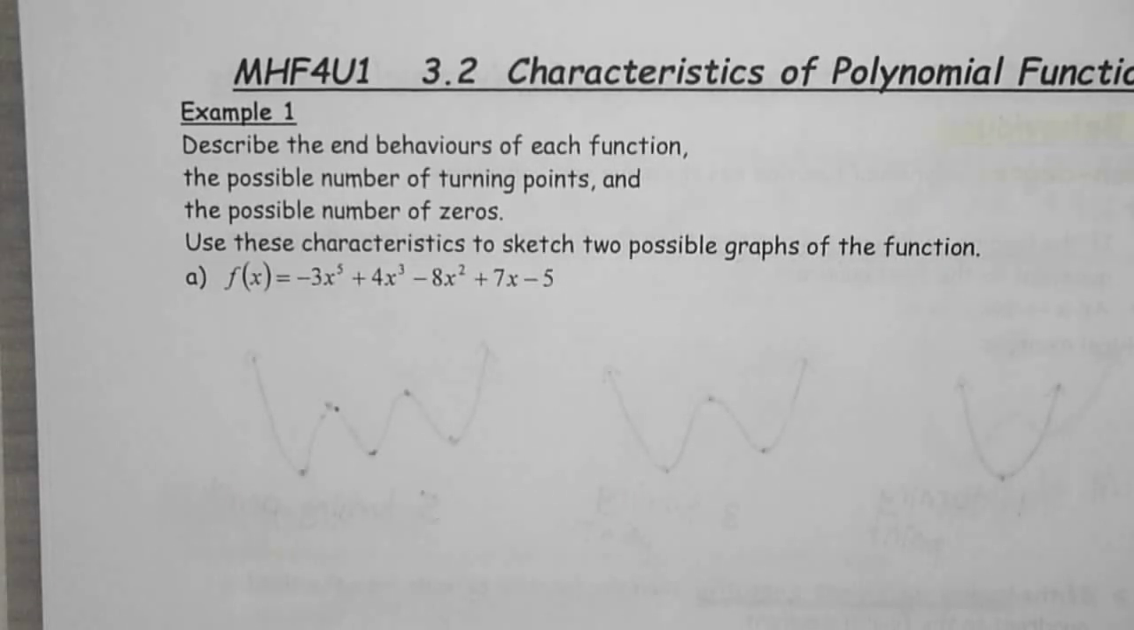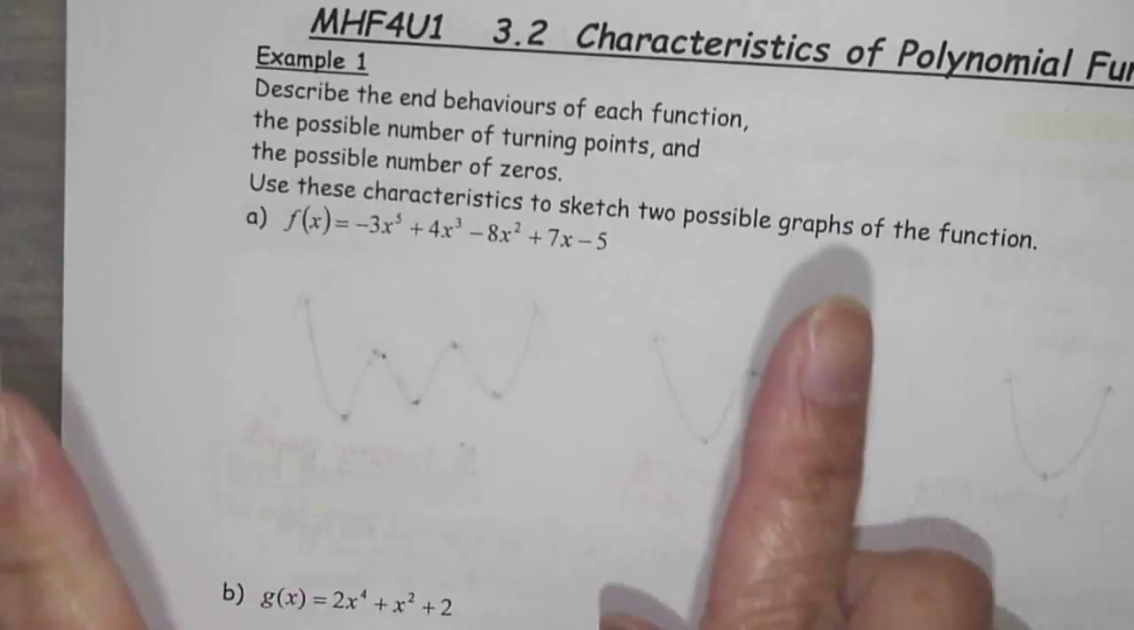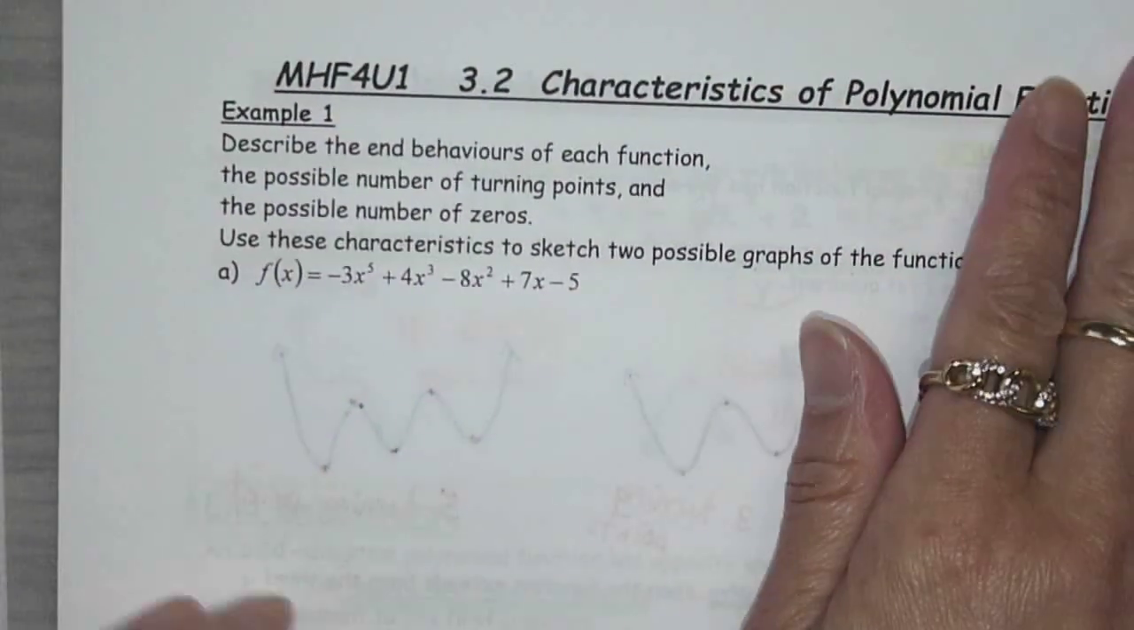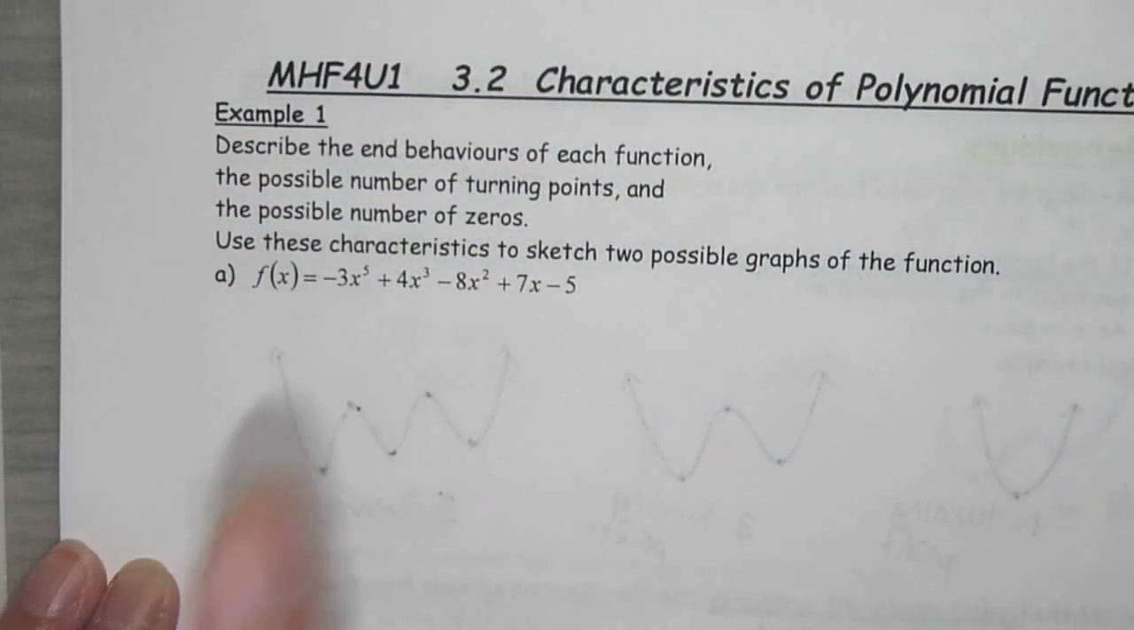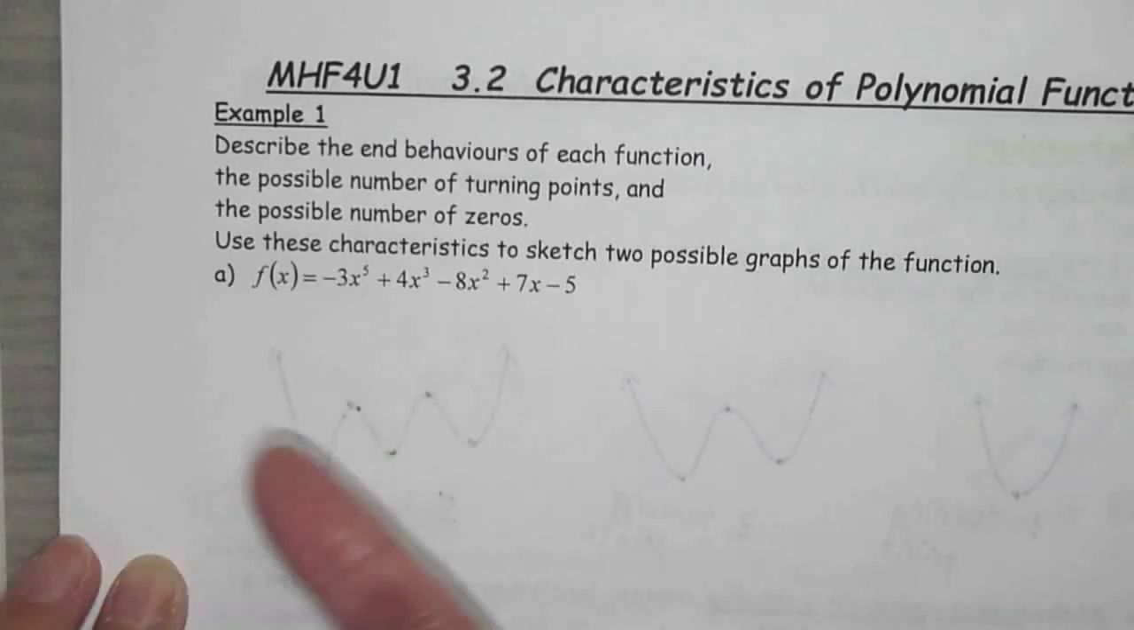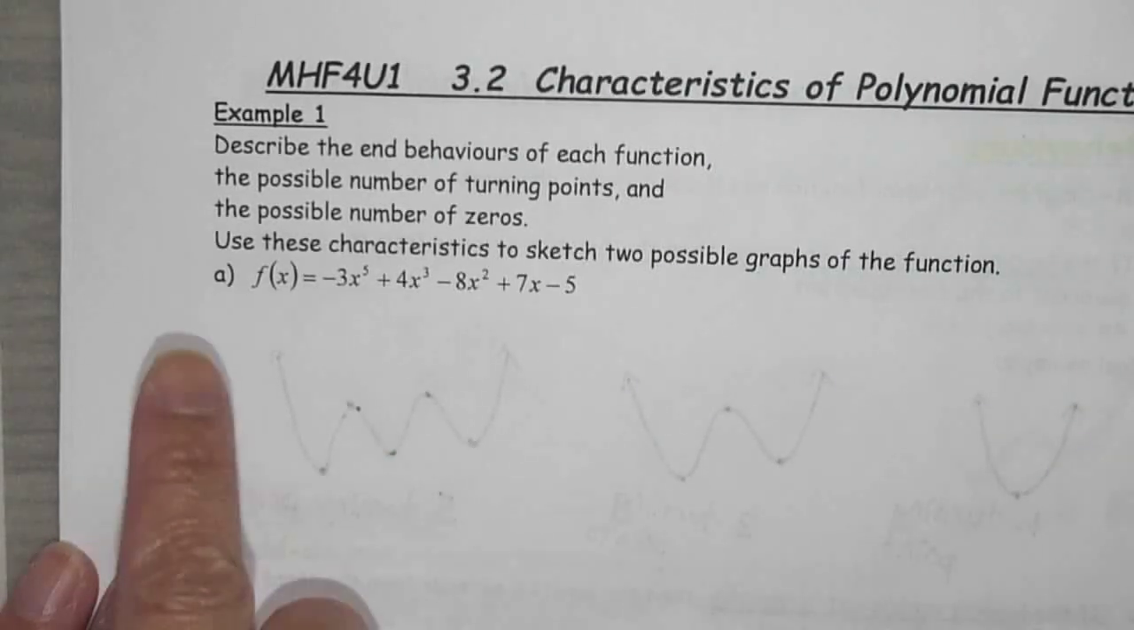Describe the end behaviors of each graph. So we're going to talk about what's happening on the left and the right, the possible number of turning points and the possible number of zeros. We're going to put all that together. Possible number, so we'll list it, like it might have 3, 2, 1, 0, stuff like that.